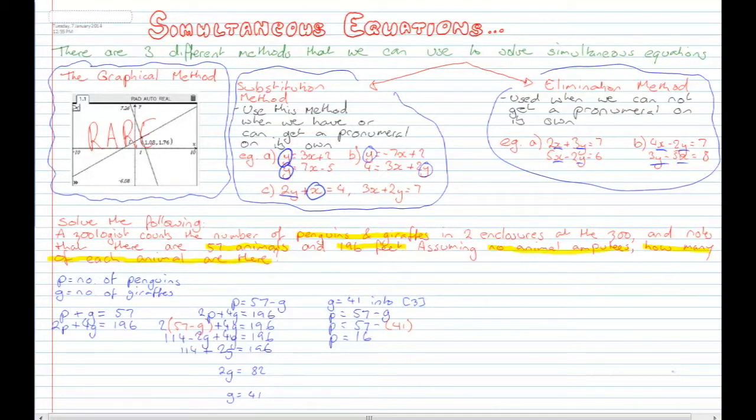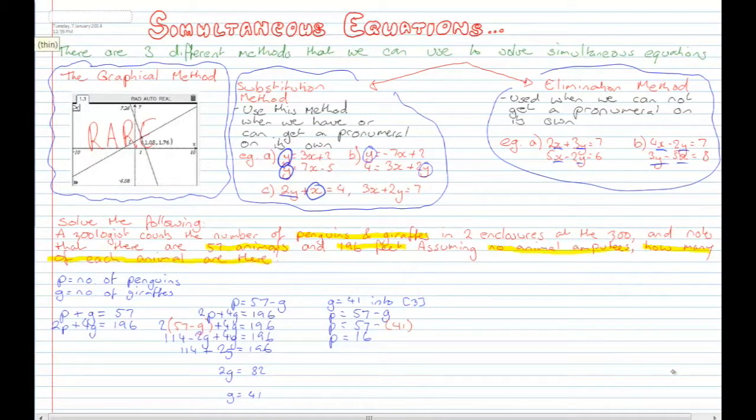So, I've highlighted all the key information. Now I need to write out that information in algebraic terms. So what I've gone through first of all and done is actually define the things we're looking for. Now of course we're looking for how many of each animal are there. That is, how many penguins and how many giraffes. So P is equal to number of penguins and G is equal to number of giraffes.